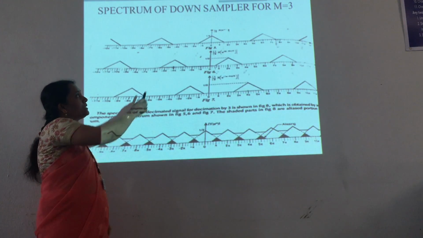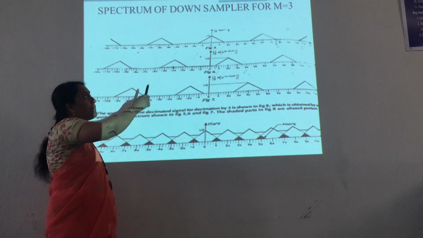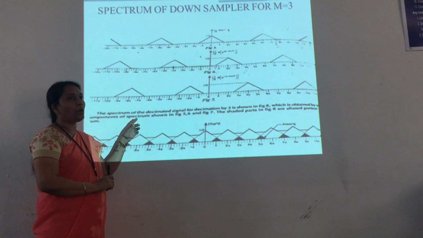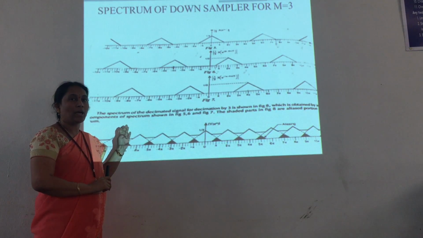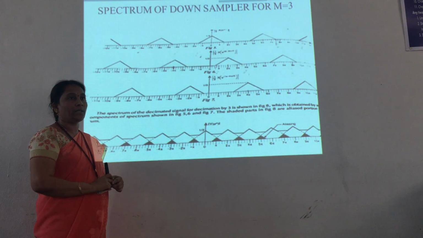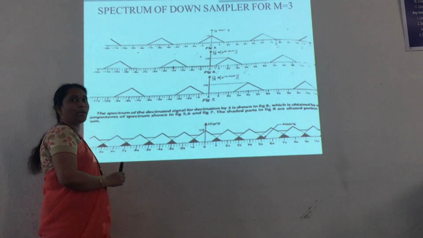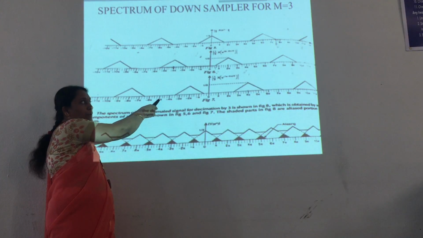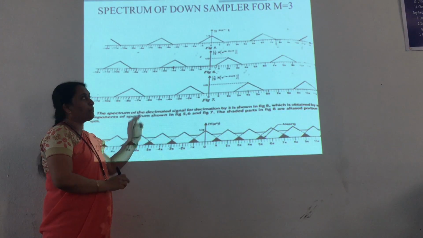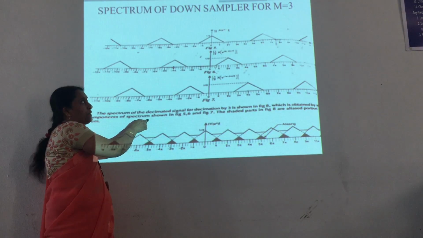Next, this is the output spectrum of the downsampler for M equal to 3. If you expand the original output spectrum, it will contain 3 components. The first component is 1/3 X of e^(jω/3). The second component is 1/3 X of e^(j(ω − 2π)/3). The third component is 1/3 X of e^(j(ω − 4π)/3). So these are the 3 components present in the output spectrum of the downsampler.